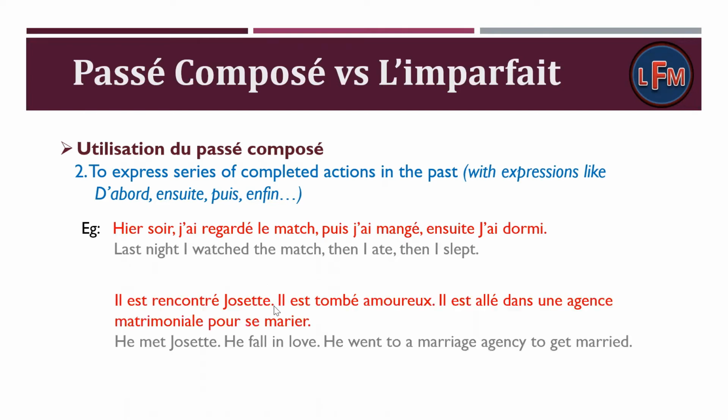Let's take one more example. Il a rencontré Josette. Il est tombé amoureux. Il est allé dans une agence matrimoniale pour se marier. He met Josette. He fell in love. He went to a marriage agency to get married. So these are the actions in series. First, he met Josette, then he fell in love, then he went to the marriage agency to get married. So for the series of actions in the past, we use Passé Composé.